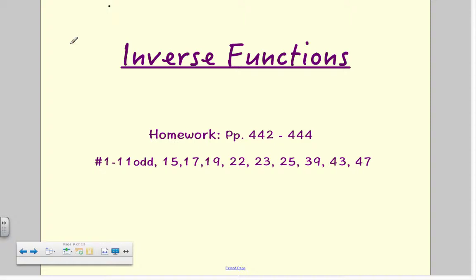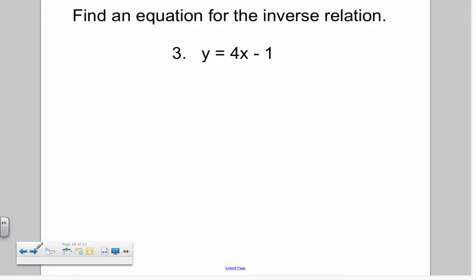This comes from your homework, which is page 442 to 444, numbers 1 through 11 odd, 15, 17, 19, 22, 23, 25, 39, 43, and 47. So we're going to do 3 problems from today's homework, starting with number 3. It says, find the equation for the inverse relation.